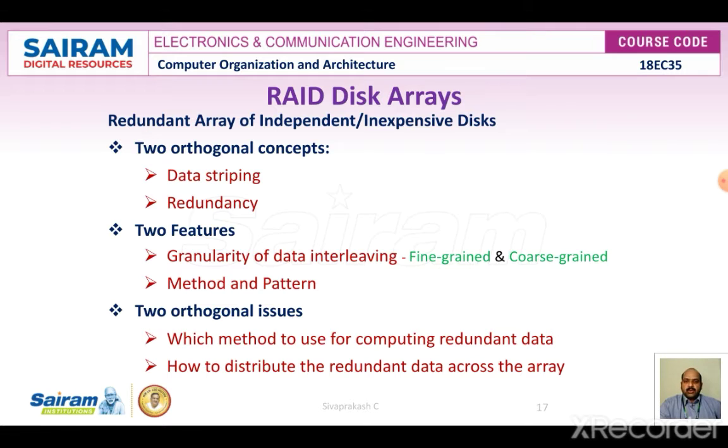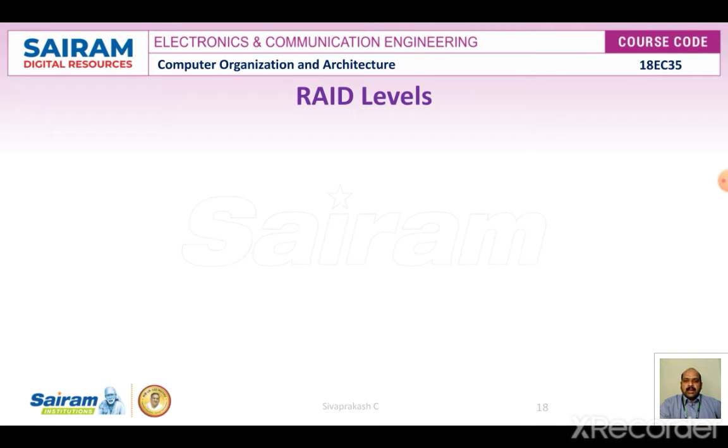Let us discuss the RAID levels. Actually, seven levels are going to be there. Levels 1 to 5 were given by Patterson, the original author, and level 0 and level 6 have been given by other scientists. Let us discuss them one by one.